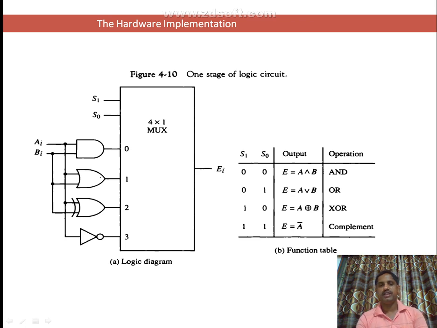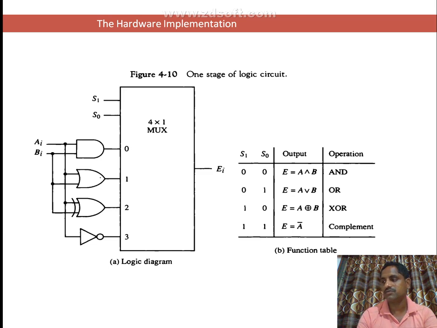Okay, and see here, this figure shows one stage of a circuit that generates the 4 basic logical micro operations. It consists of 4 gates and a multiplexer. Each of these 4 logical operations is generated through a gate that performs the particular operation. The gates are applied to the data inputs and the multiplexer.